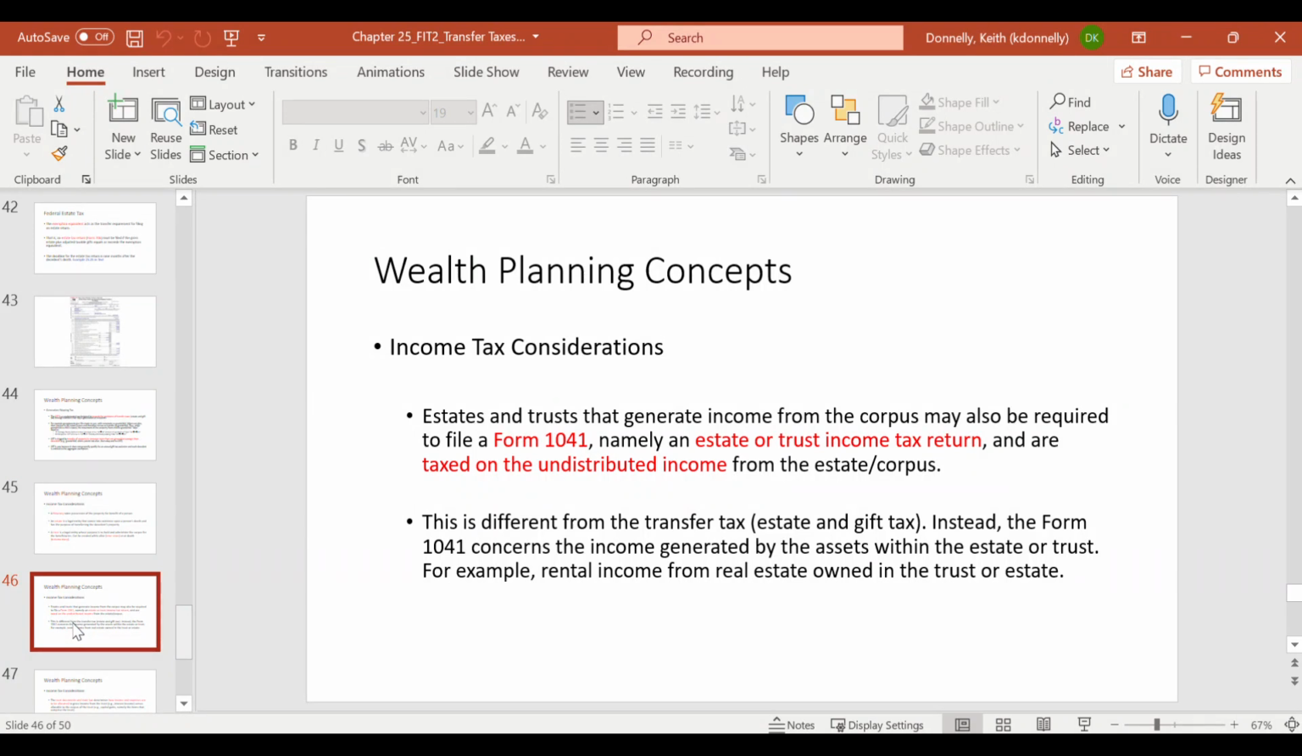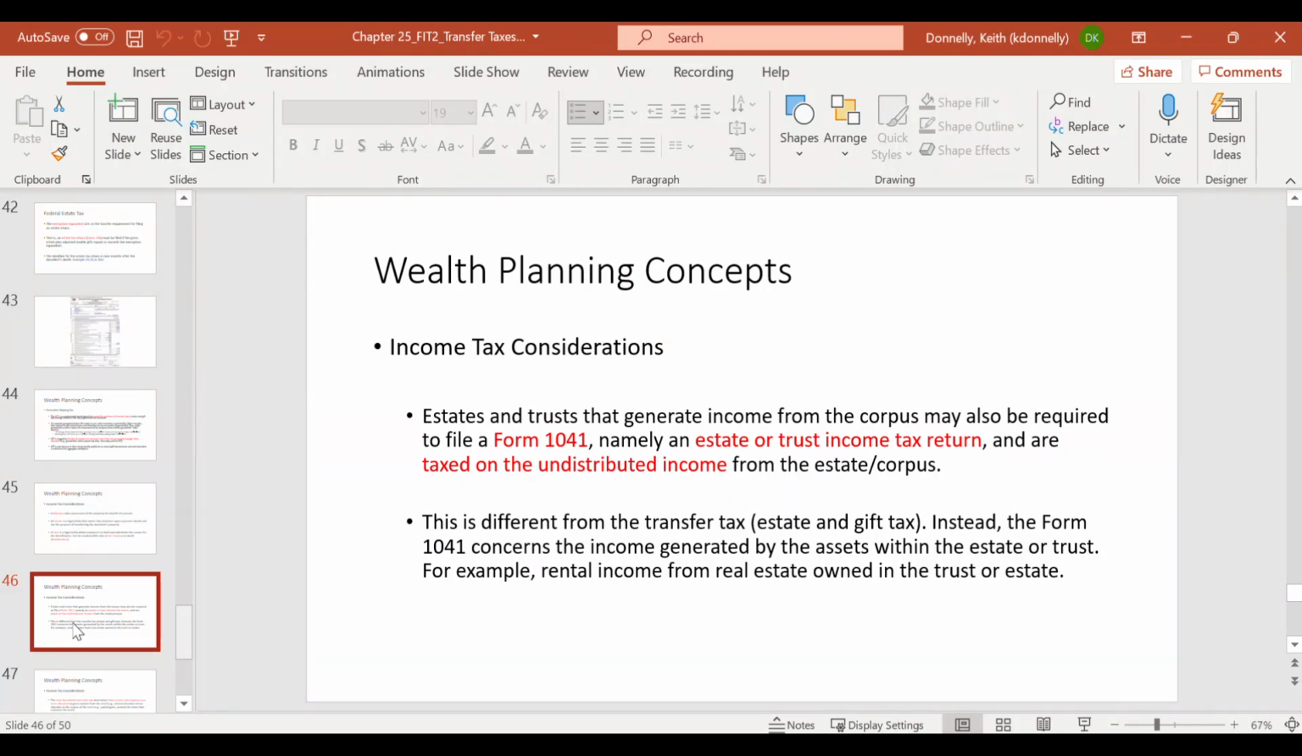So if you have a trust, an estate and trust, and it generates income from the body of the property that's put in there, you may have to file a Form 1041. Basically, you're going to be taxed on the undistributed income from the estate or corpus. This is different from transfer tax. It's an income tax. Let's just say you have rental property, you put it into a trust during your life, and it's for the beneficiary of your son.